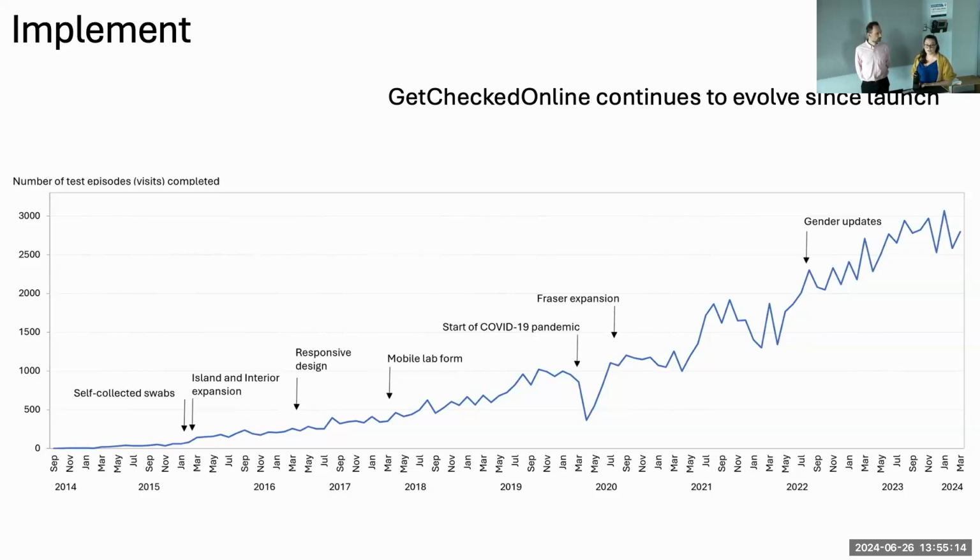I think too, the early days, and first I'll say that I've only been involved in the program for 5 years, so I'm really piggybacking on the knowledge of Devin and Mark and others. Get Checked Online was targeted more towards GBMSM, gay and bisexual men who have sex with men, and youth in the early days. And the promotion really reflected that.